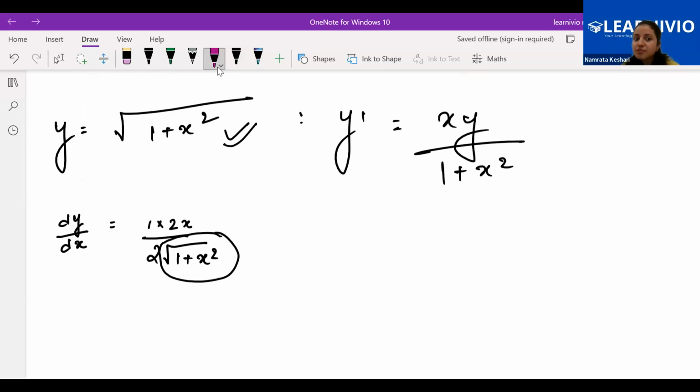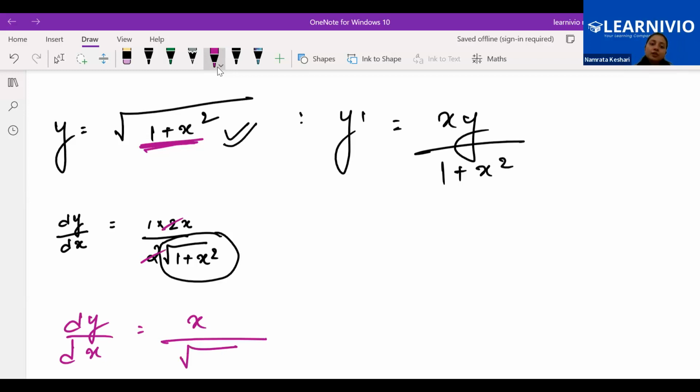But something is different inside the root. It is not just x, it is 1 plus x square. So yes, you said it correctly. By chain rule, we have to do the derivative of this 1 plus x square. 1 is becoming 0 and x square is becoming 2x. Yes or no? Yes, ma'am. Yes, your answer is perfect. 2 gone. dy by dx is equal to x by under root 1 plus x square we are having.